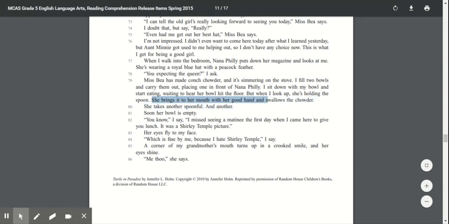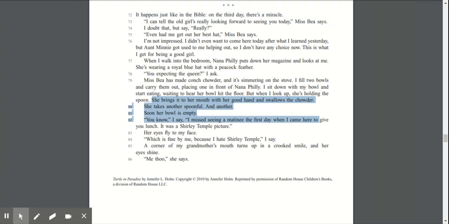See right here, it says she brings it to her mouth with her good hand and swallows the chowder. She soon takes another spoonful and another. Soon her bowl is empty. So she decides to actually eat her food, be nice to Turtle, and then the first thing that she ever said was "me too" when it came to her expressing that she also hated Shirley Temple.